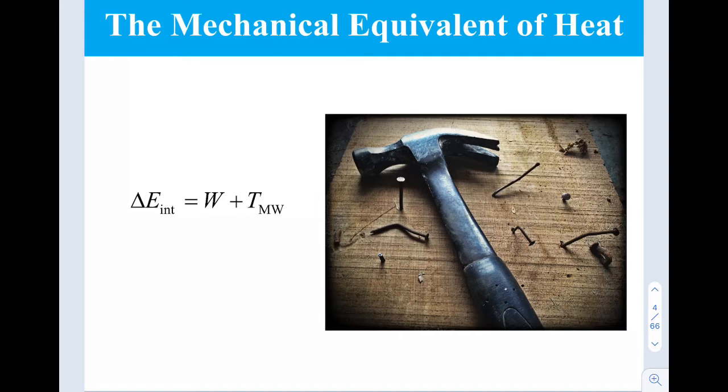Previously, the early scientists thought that mechanical energy and heat are two different types of energy. They could not relate how mechanical energy can be converted into heat or vice versa. Actually, we can do the conversion, or we can relate mechanical energy to heat. So let's take a look at this example.